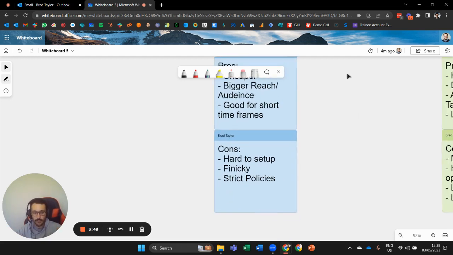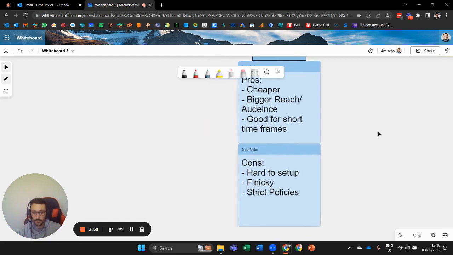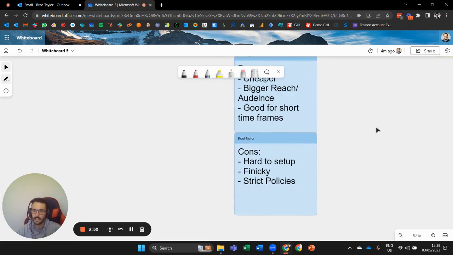Okay, so for cons, it's hard to set up. Facebook setup is quite a challenge. There's often a lot of documentation submissions. Facebook can often just block your profile as soon as you set up for no reason. You've got to say, hey, no, I'm a real person, which has happened too many times. There's a number of issues that can go wrong with setting up a Facebook profile. Sometimes your Facebook page is in the wrong place, and then getting it to the right place is difficult.